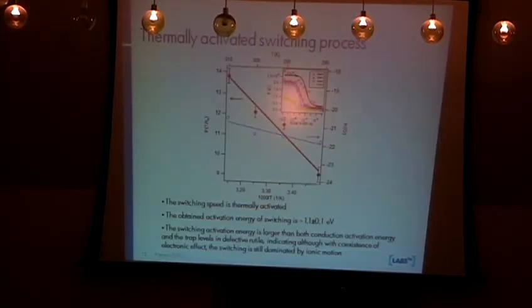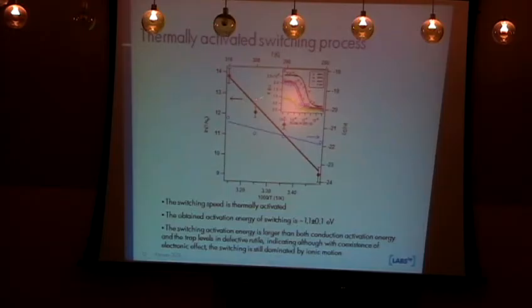And also, we studied the switching process. Since the off state is usually more stable, we studied the temperature dependence of the on switching speed. As shown by the data here, we find that for higher temperature, we got a faster switching speed.